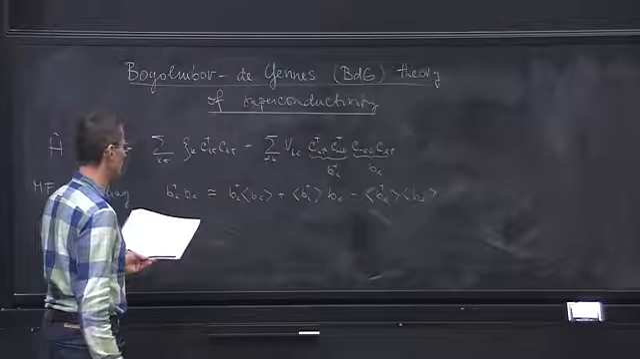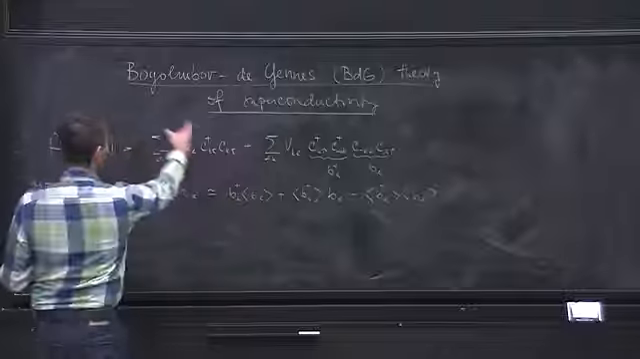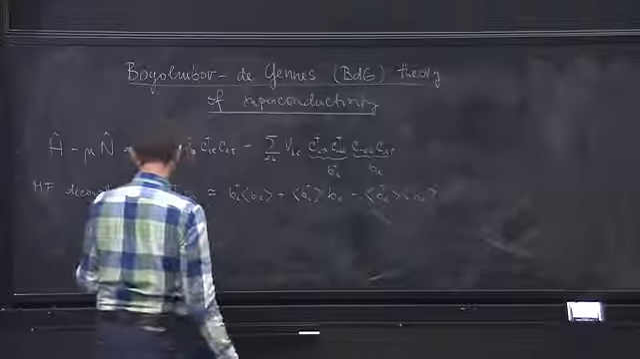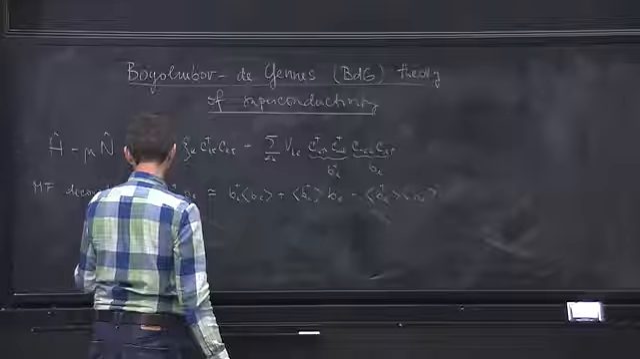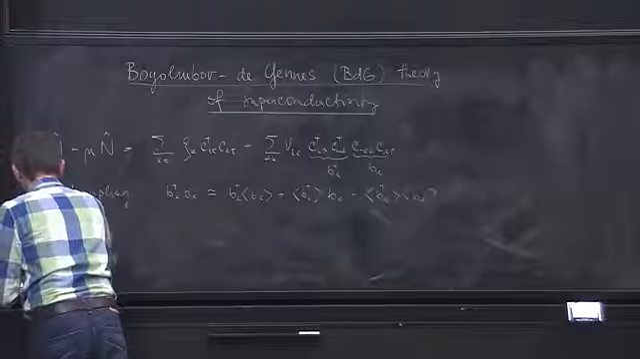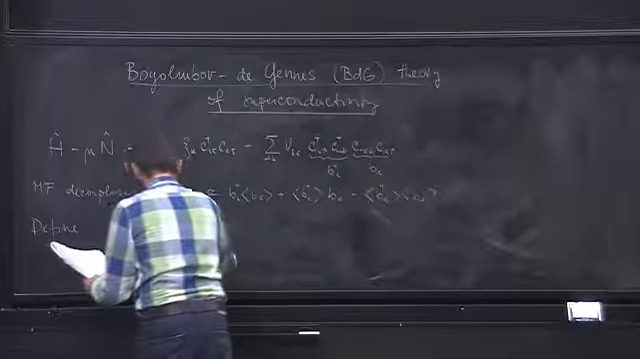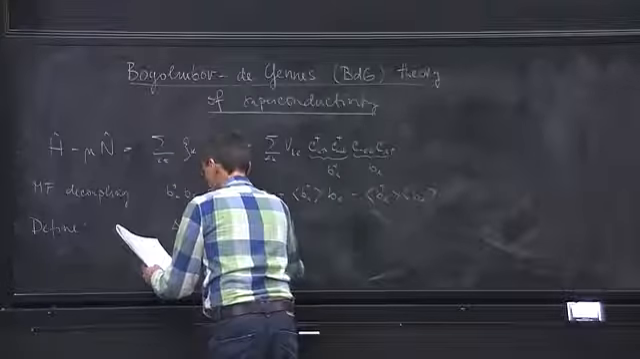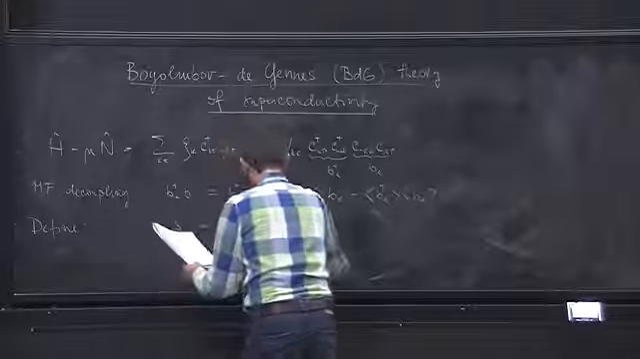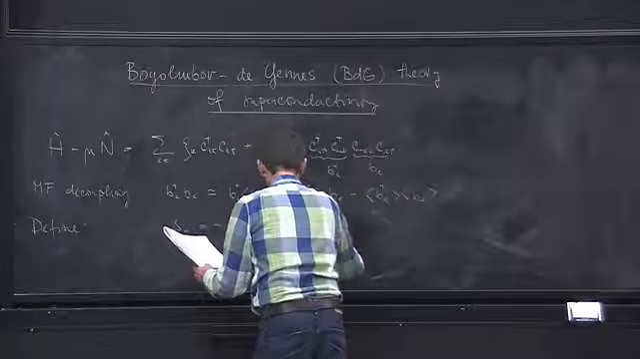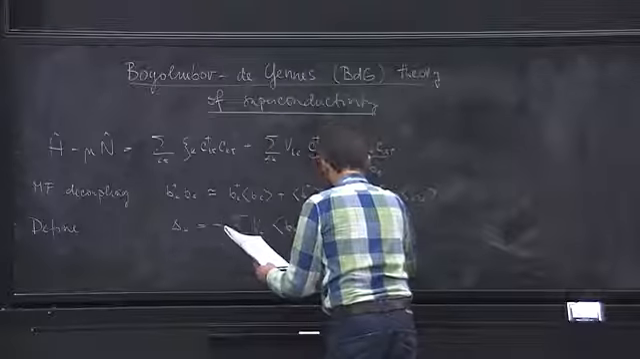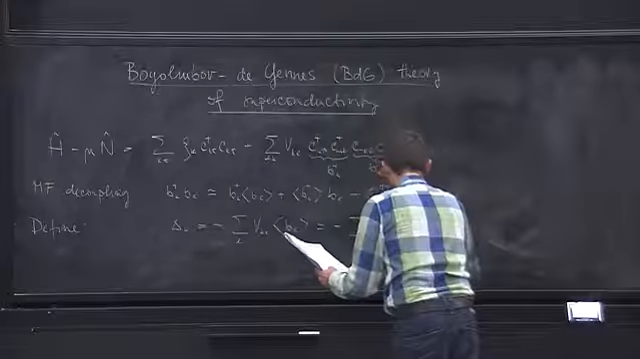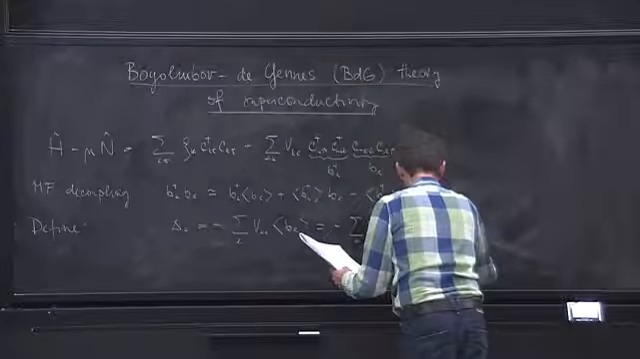Okay, so when I do this, of course, this term here remains unchanged. This interaction term is replaced by something like this. And what I'll do, in addition, is define the following quantity. I define the quantity delta_k, which is minus the sum over l of V_kl times the expectation value of b_l, which is simply the sum over l of V_kl times the expectation value of c_{-l down} c_{l up}.